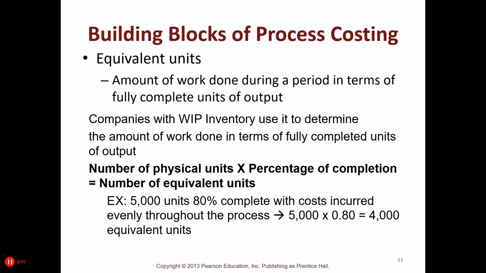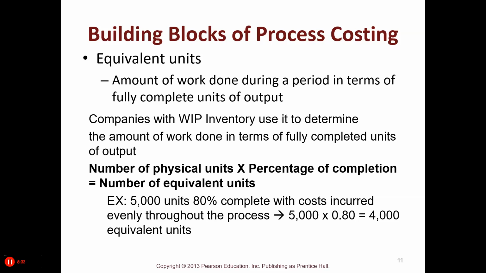So as an example, if we had 5,000 units that were 80% complete with costs incurred, we would say that we have 4,000 equivalent units. So that's what we're talking about here. This is the way we use this as a means of allocating the cost between transferred out and ending inventory.